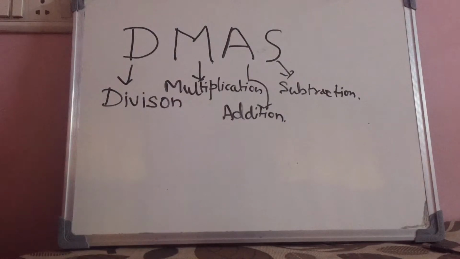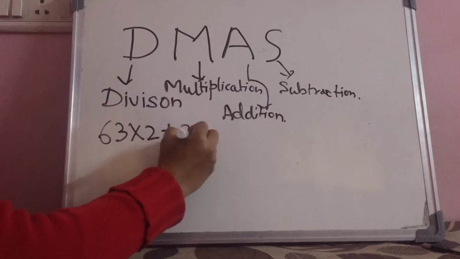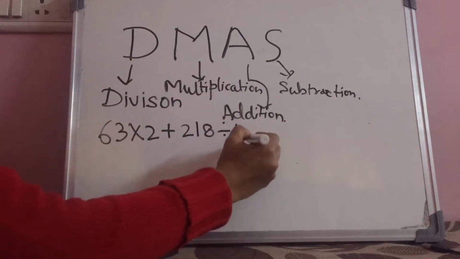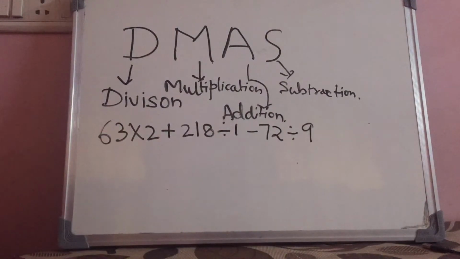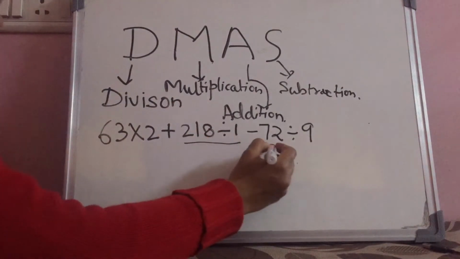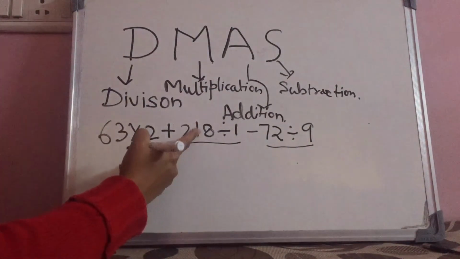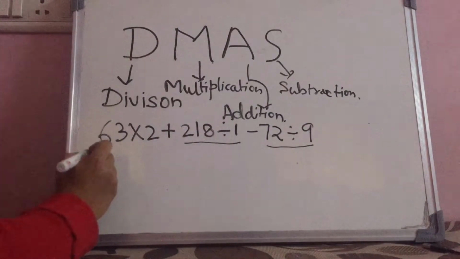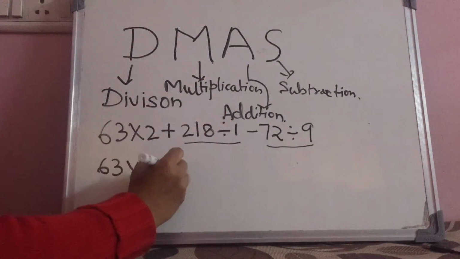Suppose this is an arithmetic expression. In this expression, we will see where the divisions are. So here is a division and here is a division. So first we will solve these. First step is to solve the division part. The rest we'll write as it is: 63 into 2 plus.